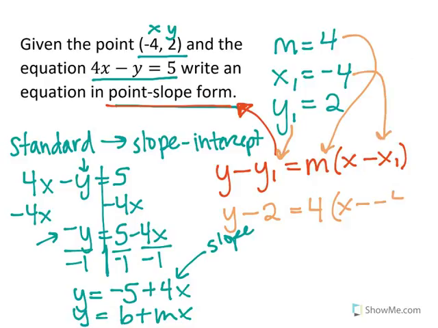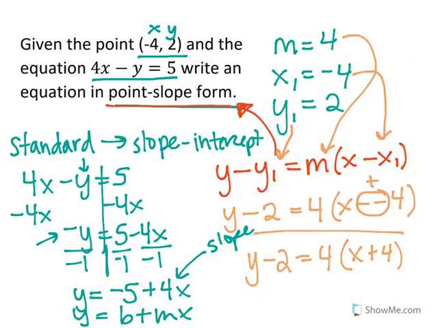So we end up with minus -4. Whenever we see two negatives together, we change the sign to a positive. So we're going to rewrite this equation as y minus 2 equals 4 times the quantity x plus 4. So now we have successfully written this equation in point-slope form.